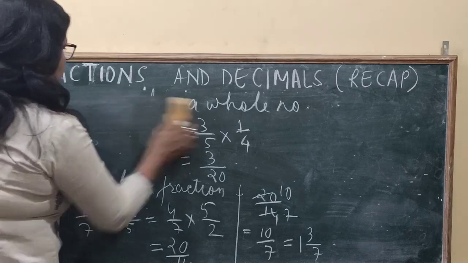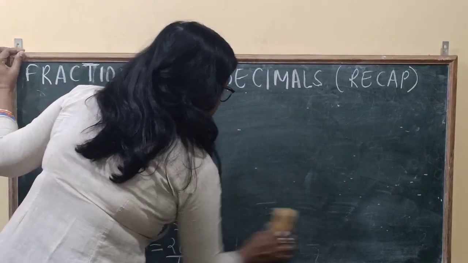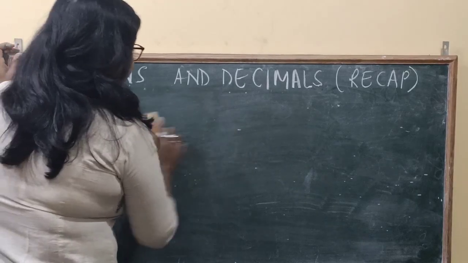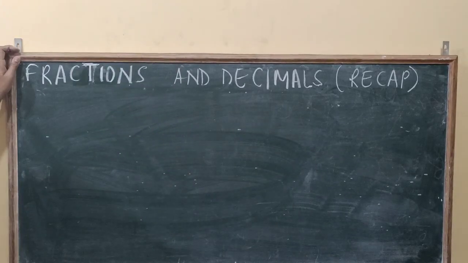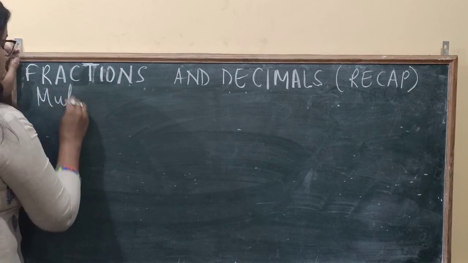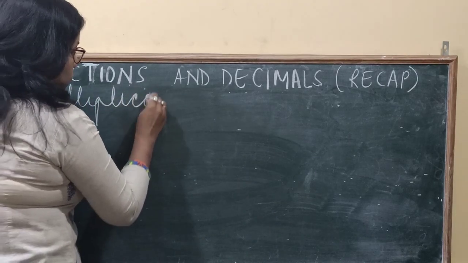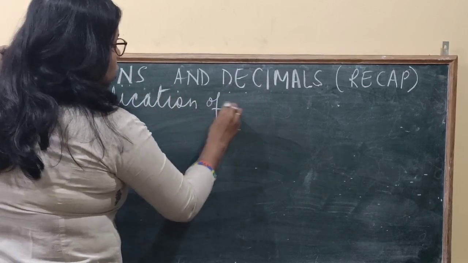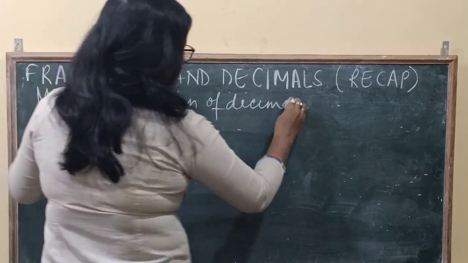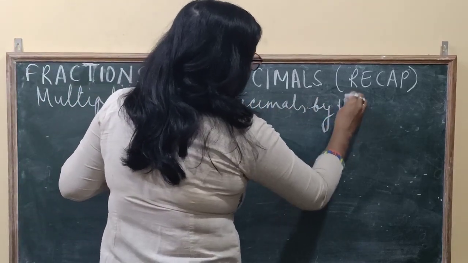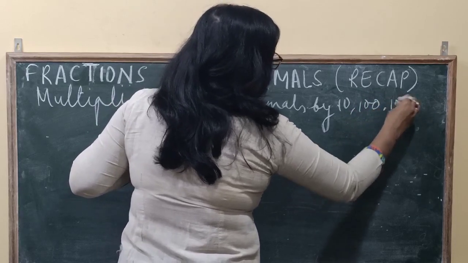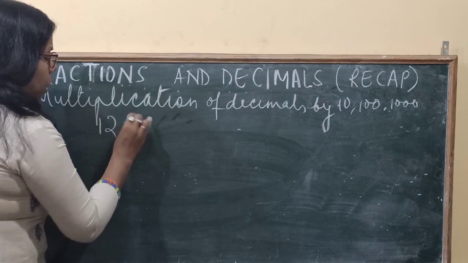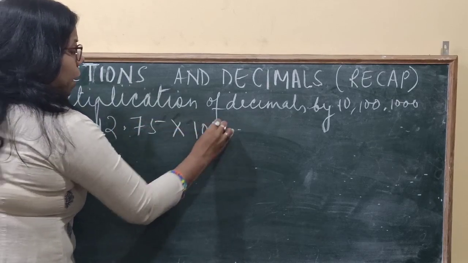Now we'll do multiplication of decimals. Multiplication of decimals by 10, 100, 1000 or something. So when we are multiplying, let it be 12.75 multiplied by 10.